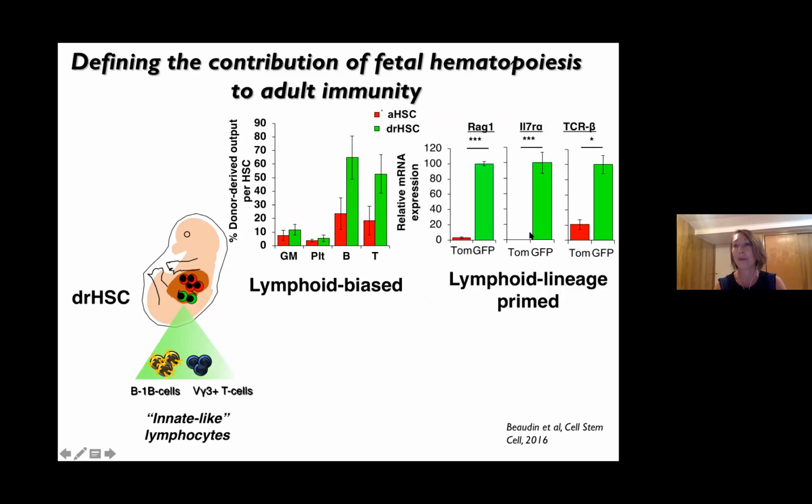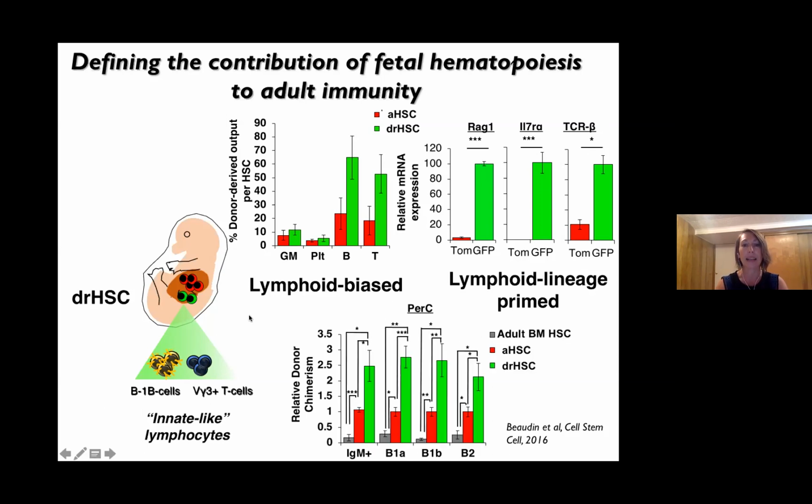They're also lymphoid lineage primed. So at the HSC level, they are highly overexpressing critical lymphoid genes. And this is very unusual for an HSC. HSCs are typically thought to be megakaryocyte-erythroid biased, or at the very minimum myeloid biased. And finally, as I mentioned, we showed that these DRHSCs have a very unique capacity to generate innate-like lymphocytes, these classic innate-like lymphocytes that we know have been shown in the literature to be fetal-derived.